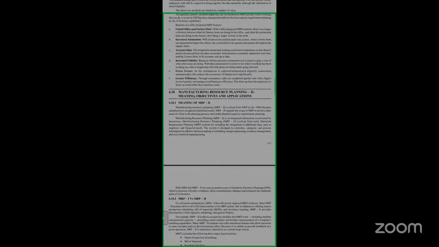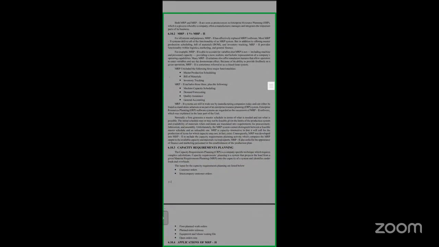MRP II is an integrated information system used by businesses. It evolved from the materials requirement planning system by including and integrating additional data such as employee and financial needs. This system is designed to centralize, integrate, and process information for effective decision making in scheduling, design engineering, inventory management, and cost control in manufacturing. Here they have given the differentiation between MRP I and MRP II. Please go through this. If you find any difficulties, please bring it to my notice.